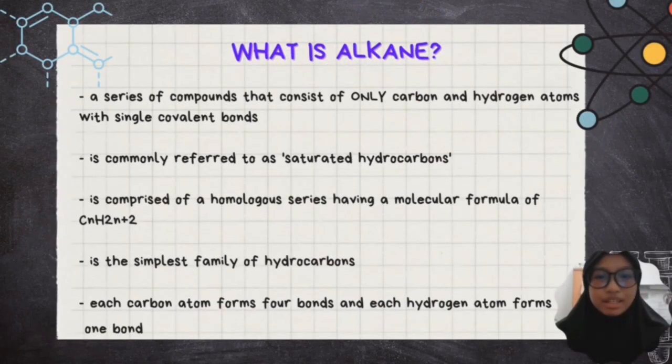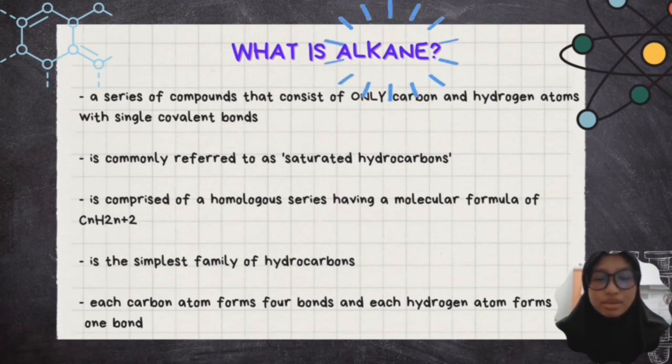What is the meaning of alkane? Alkane refers to a series of compounds that consist of only carbon and hydrogen atoms with single covalent bonds. It is commonly referred to as saturated hydrocarbons. It is comprised of a homologous series having a molecular formula of CnH2n+2. It is also the simplest family of hydrocarbons. Each carbon atom forms 4 bonds, while a hydrogen atom forms only 1 bond.